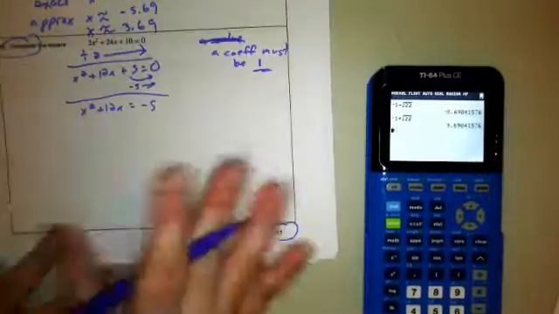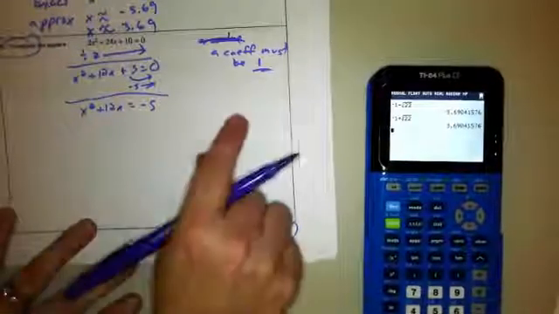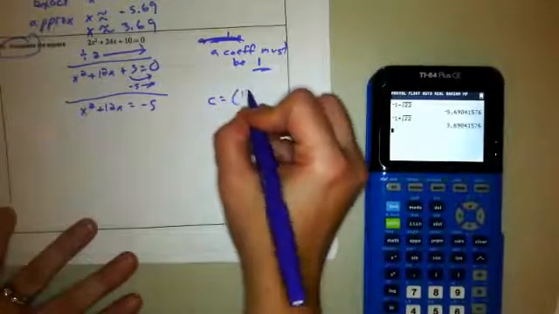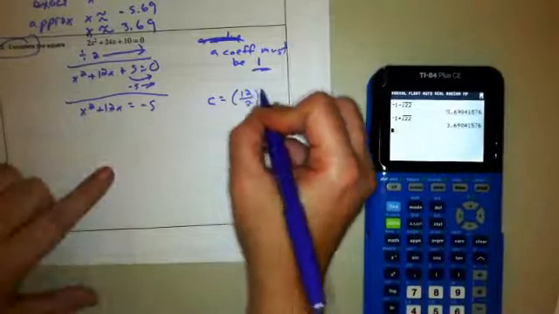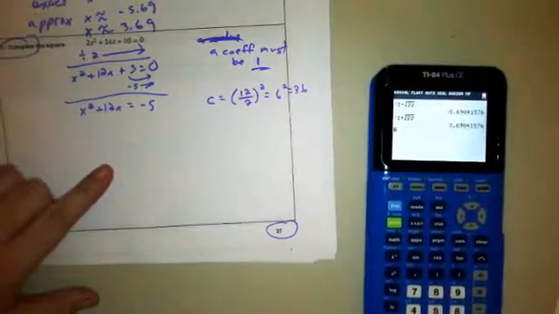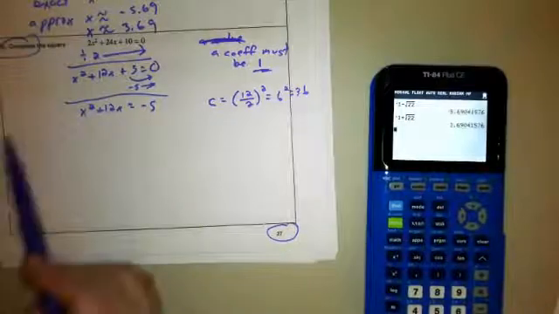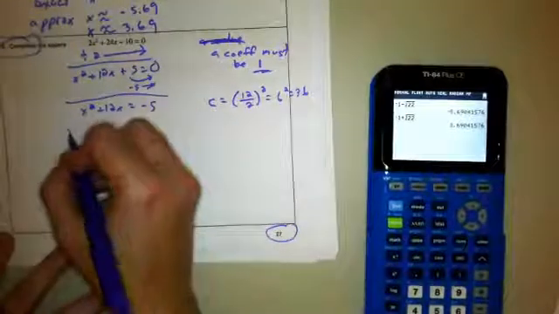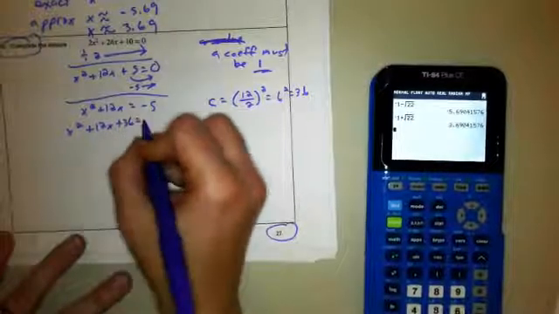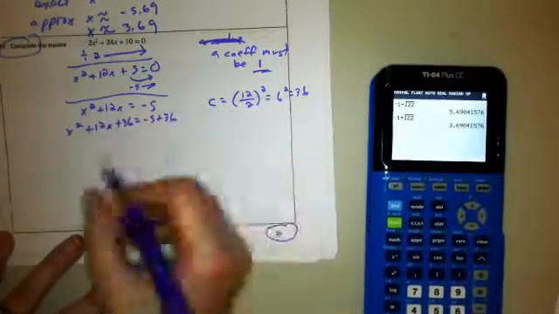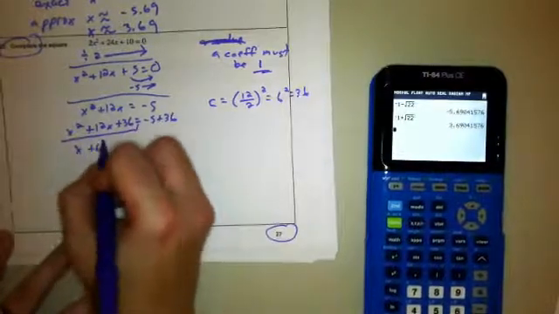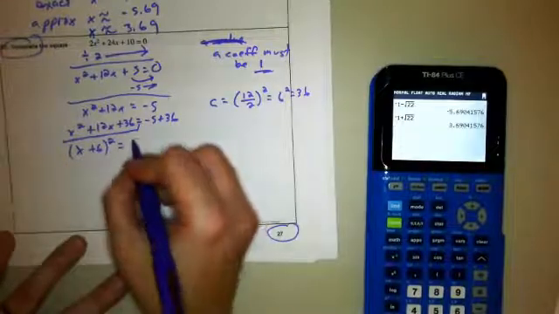Now I'm all good. I have my b term. I have to find my new c value. That is going to be 12, my b, over 2 squared, which is 6 squared, which is 36. Now remember, if you do something to one side, you have to do it to both sides. So we've got x squared + 12x + 36 equals -5 + 36. I'm going to factor that. That's (x + 6) quantity squared equals 31.